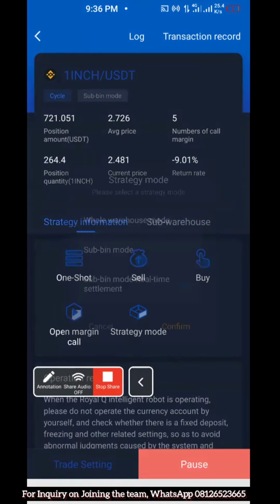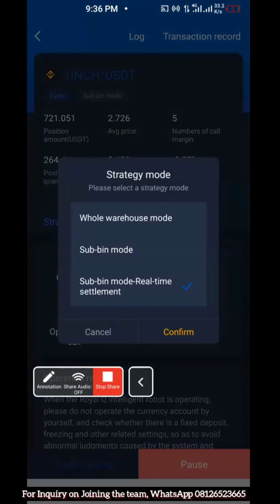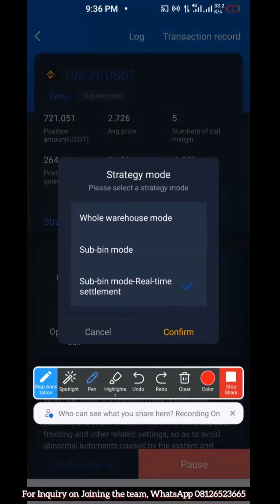Now, there's a difference between sub-beam mode and sub-beam mode real-time settlement. The great thing about sub-B mode, and what people love about it, is that Royal Q does not charge you the regular 20%. Remember, anytime you make profit, Royal Q takes 20% and you take 80%. But in sub-B mode, Royal Q does not take the 20% because it knows that you are trying to recover from a dip in the market. So they don't charge you the 20%. They leave it for you to do whatever you want and to keep trading or keep putting it in the trade.